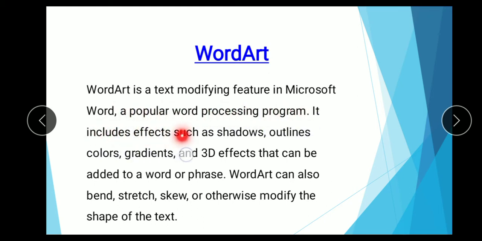It includes effects such as shadow. Through word art you can modify your text, including effects such as shadow, outline, and color, and it gives a beautiful effect to the text in your document. So word art is very important to use in a word processing program.